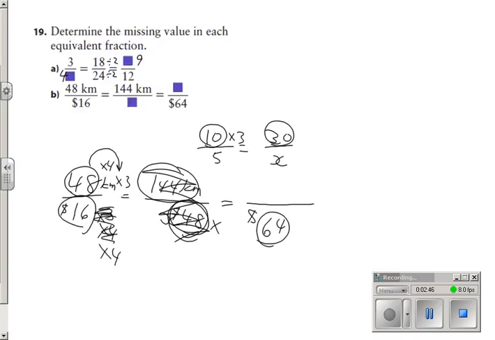48 times 2 is 96. Therefore, by 4 is 192. So you can go 192 kilometers for 64 bucks. Not kilograms, kilometers.